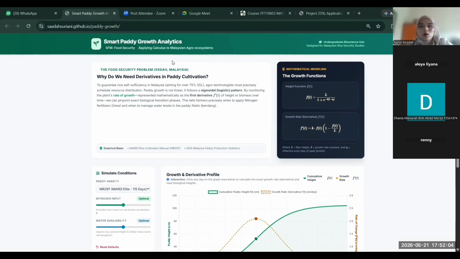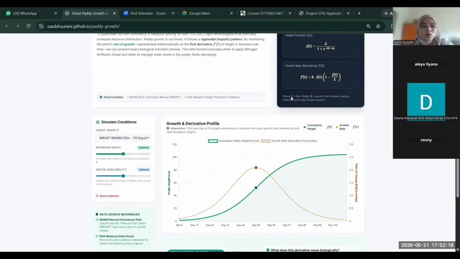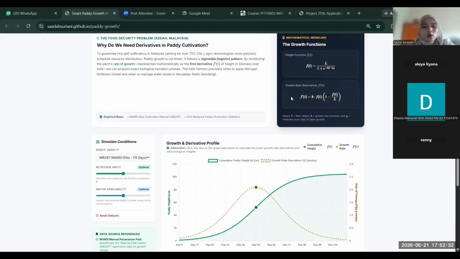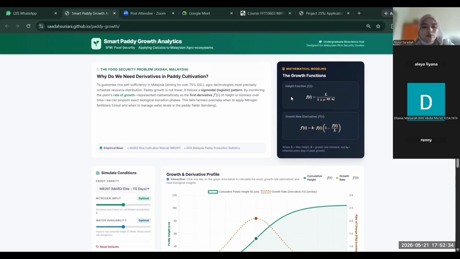I'm majoring in food security, and the bioscience topic that I chose is smart medical analytics. For the summary of the poster, the problem addresses Malaysian rice food security, specifically focusing on optimizing paddy growth in Kedah to meet the country's target of over 75% self-sufficiency level.